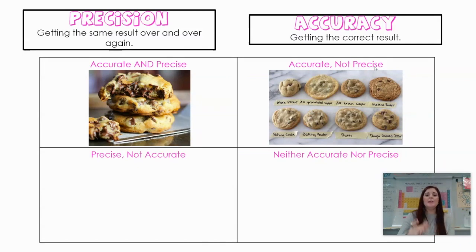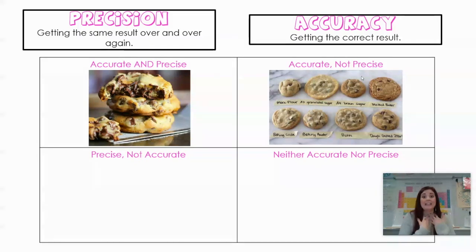So let's say you baked a cookie the first time and you got this one right here. Then you baked a cookie the second time and you got this cookie right here. Then you baked a third batch of cookies and you got this cookie right here. They're all still good cookies, but you didn't get the same result every time. So you're accurate, but you're not precise.